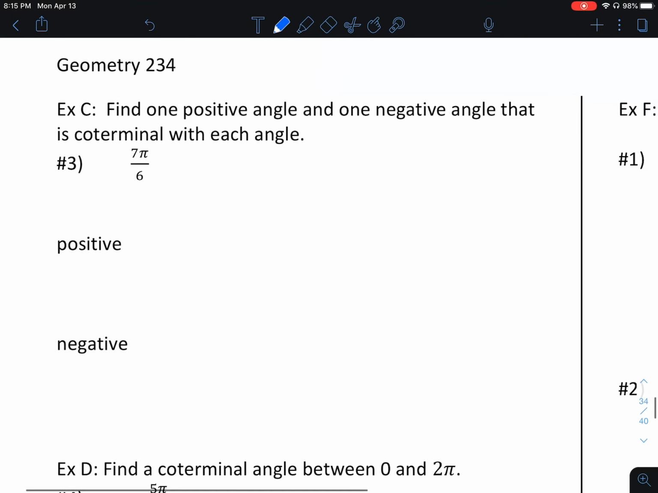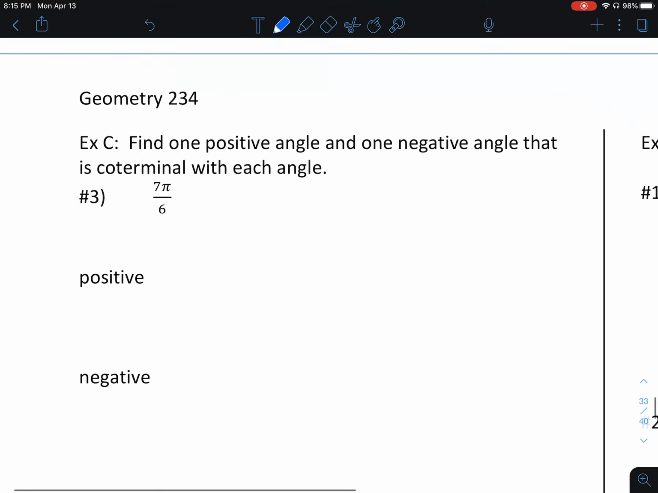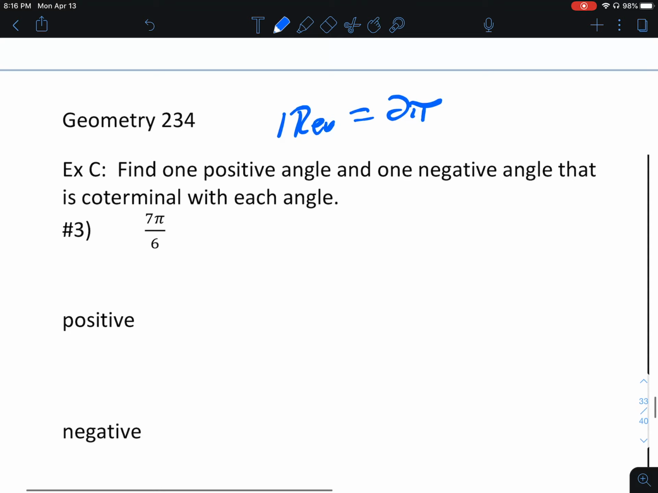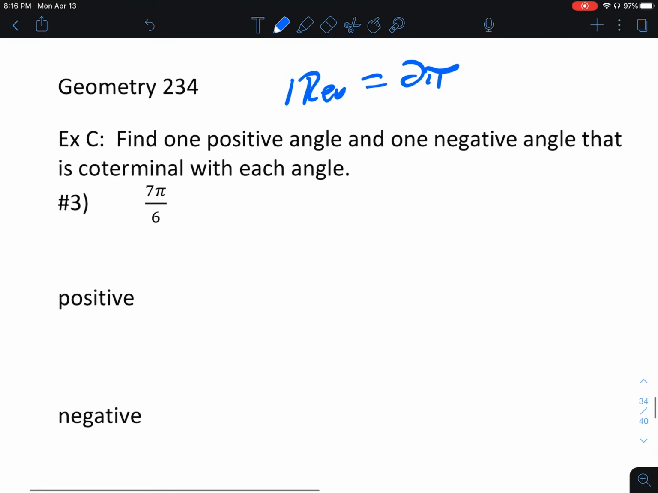Example C. Find one positive and one negative coterminal angle with each angle. Coterminal angles are complete revolutions apart. One revolution is equivalent to 2 pi radians. Something I forgot to mention, if you don't label an angle, it's assumed to be in radians. That's why it's super important when you have an angle that's in degrees, you use the degree symbol. Number 3, there's no symbol here, so we are to assume it's in radians. The pi doesn't make it radians. The fact that there's no symbol makes this radians.